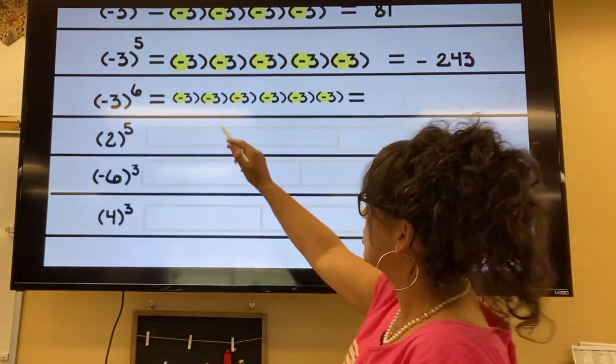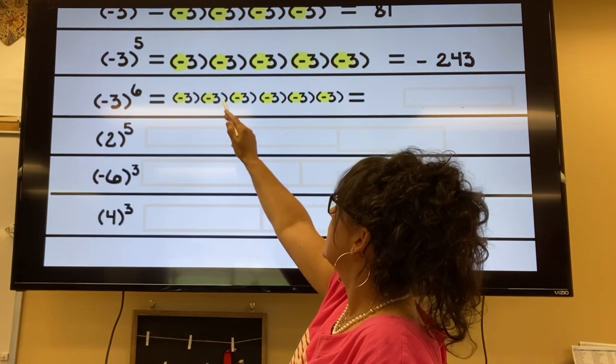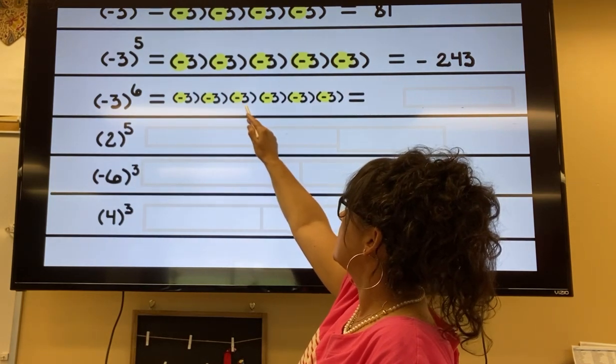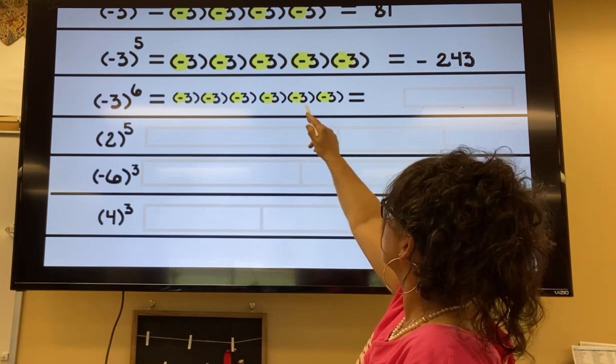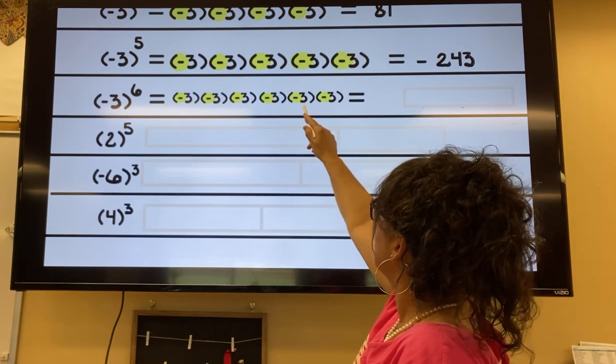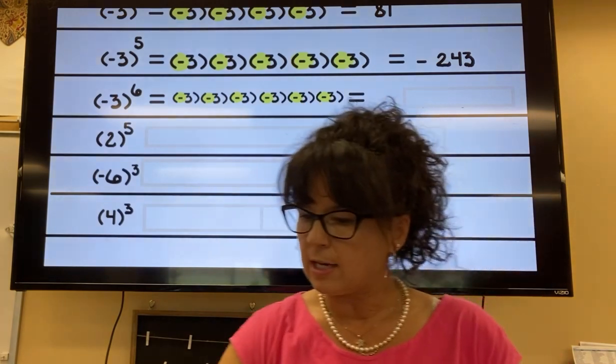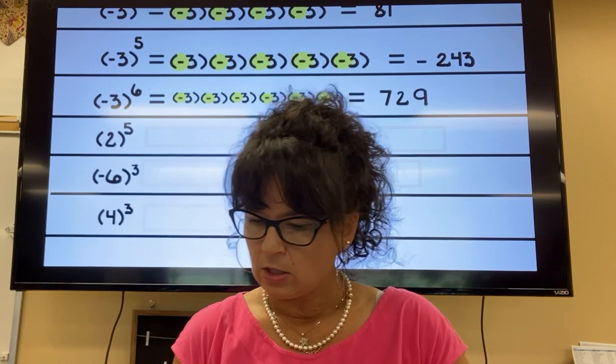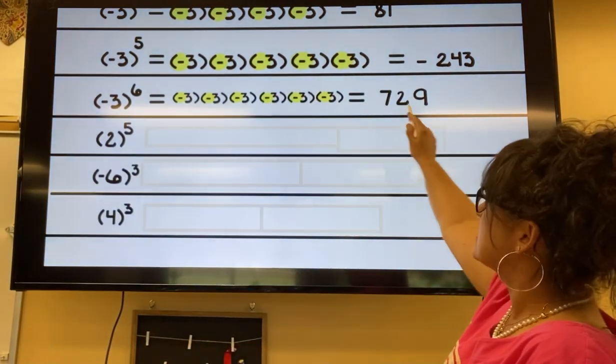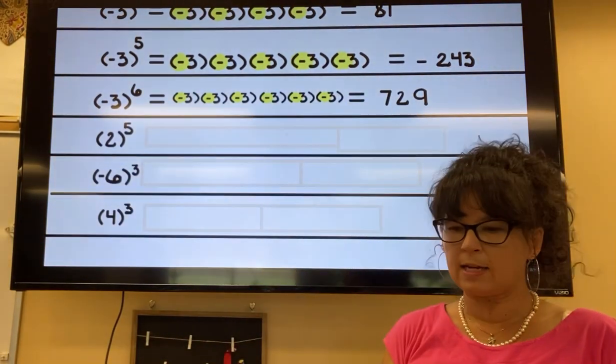And then if I multiply 3 times 3 and get 9, 9 times 3 is 27. 27 times 3 is 81. 81 times 3 is 243. And then 243 multiplied by 3 is 729. And it's positive because there were an even amount of negatives.